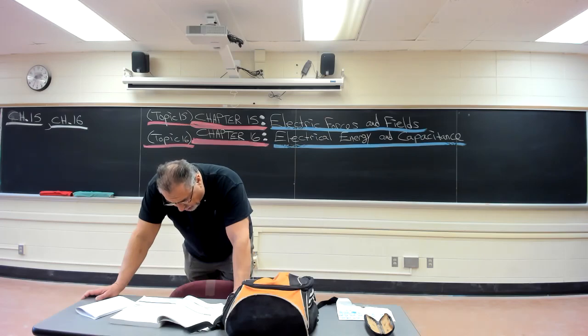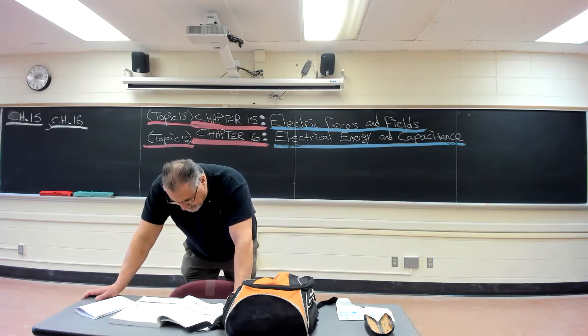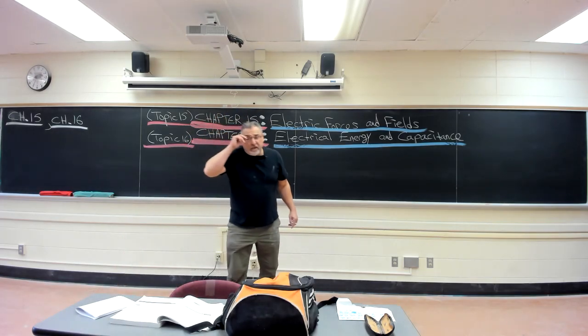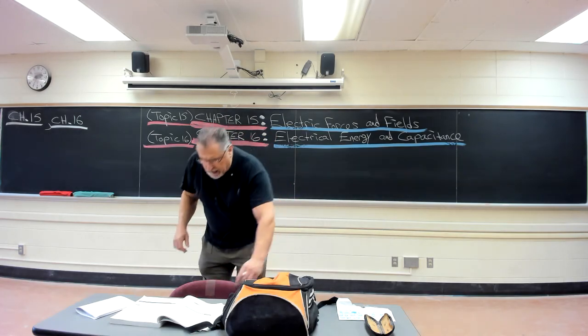Three, charge comes in discrete packets that are integral multiples of the basic electric charge, e equals 1.6 times 10 to the negative 19 coulombs. Four, the force between two charged particles is proportional to the inverse square of the distance between them. The inverse square law occurs in very many places, as we have said. Okay, guys?